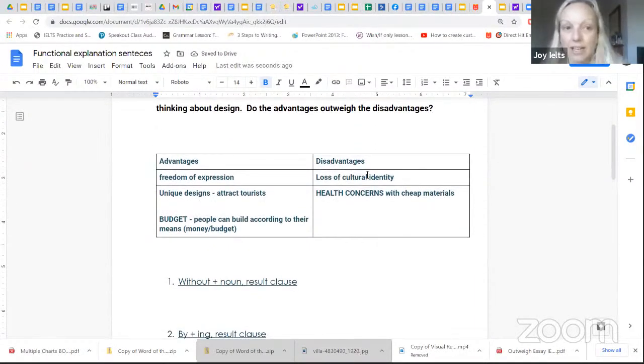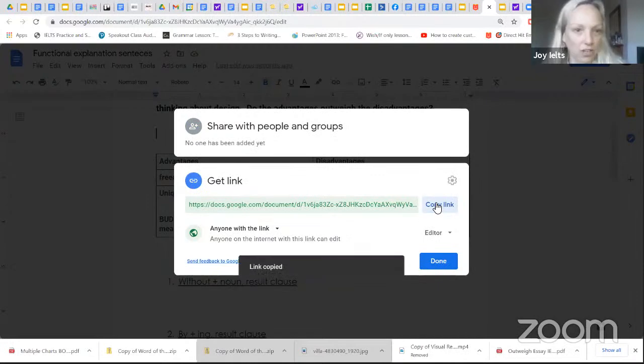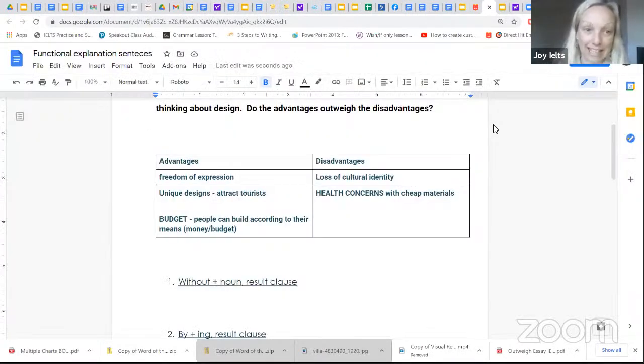Okay, so students in the Zoom room, it would be ideal if you're on a laptop, then you can actually do the editing on this. And I'm going to ask you to create these explanation sentences with me. So I'm going to put this document in the chat box. You're going to open the document on your laptop. I'm going to give you sharing permissions.